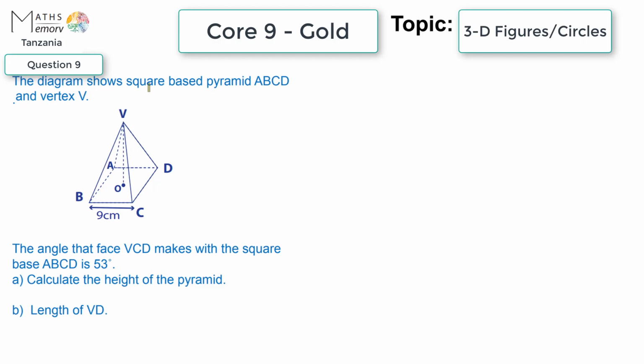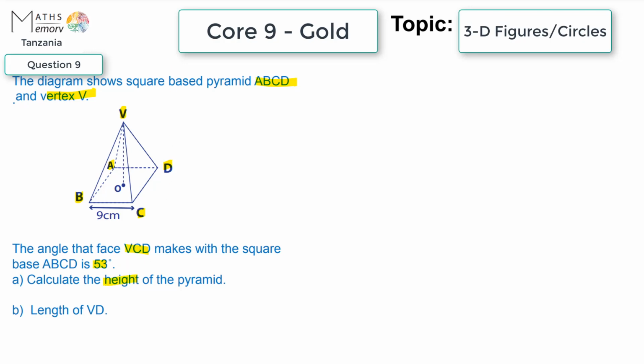The diagram shows a square-based pyramid A, B, C, D, and a vertex V. Alright, so obviously we can see these vertices all over here. The top bit is directly above O, the center. Now the angle that face VCD, so VCD is this triangle here on the right, okay? If you look at that, the angle that makes with the square base ABCD is 53 degrees. Calculate the height of the pyramid.